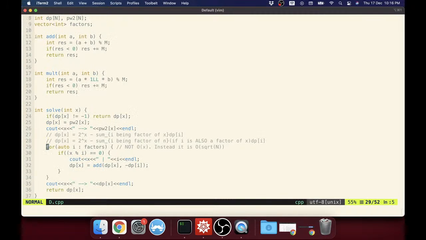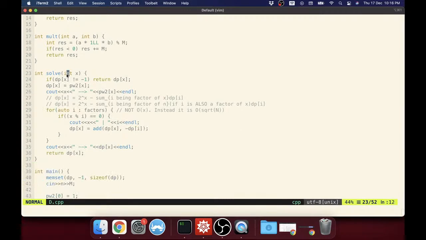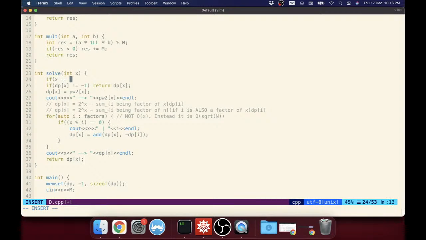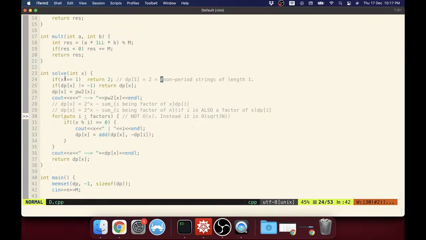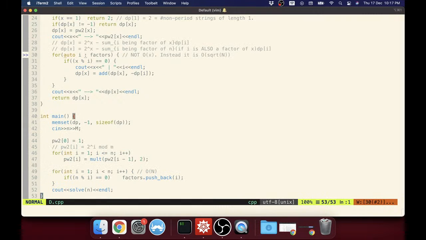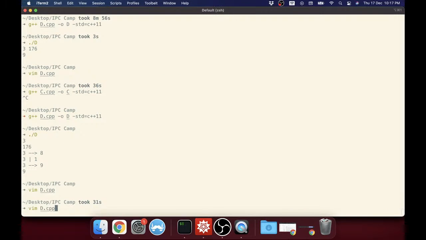Okay, one thing to take care of, I didn't define my base cases, which was bad for my end. If x is 1, return 2. Why? Because dp of 1 is 2, because dp denotes the number of non-periodic strings. Non-periodic strings of length 2. Oh, sorry, of length 1. So that's 2. This was a base case. Maybe this fixes it.